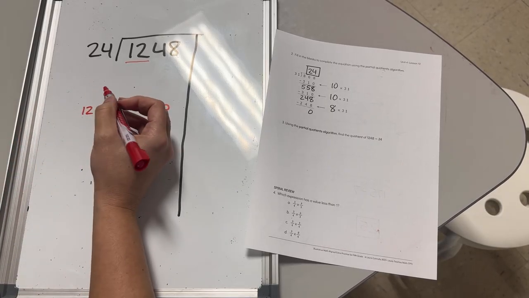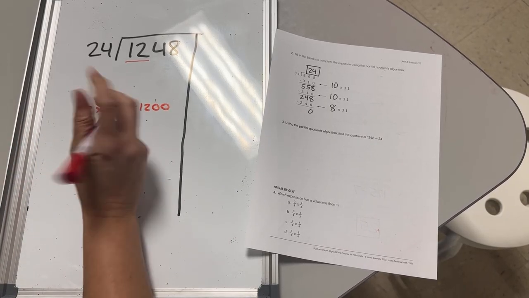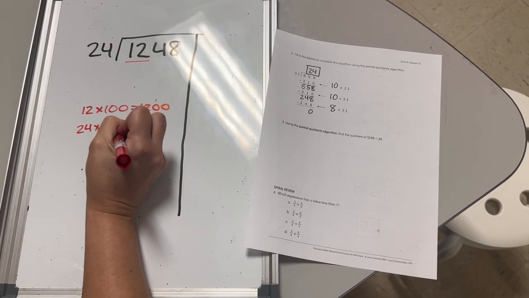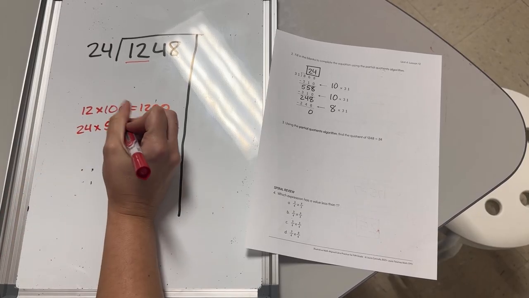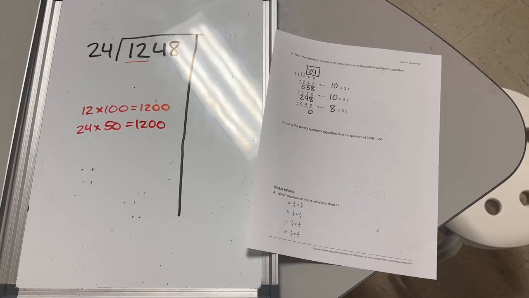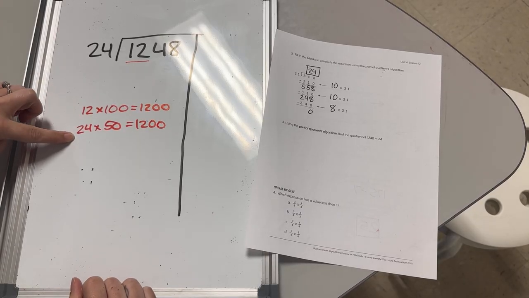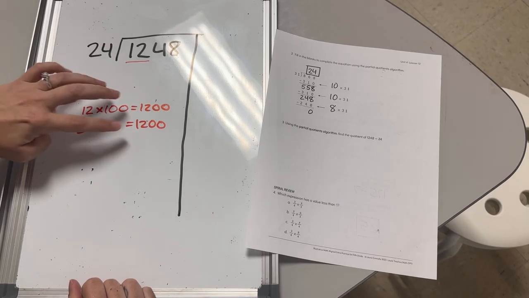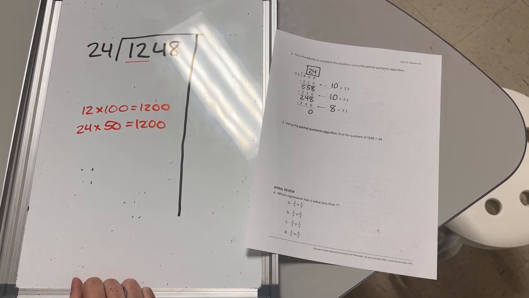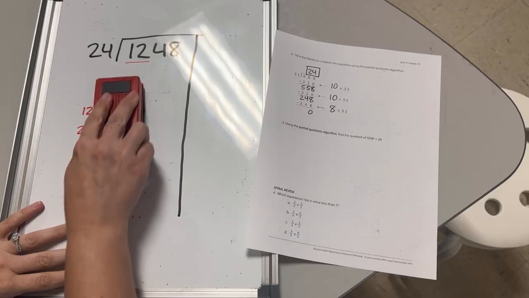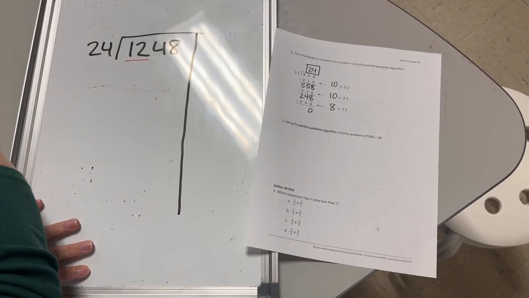Then I know that I could do 24, which is double 12, times 50, which is half of 100, and that is also going to give me 1,200. 24 times 50. So I doubled the 12 to get to 24. I halved the 100 to get to 50, so that both of my equations would be the same. So that means I'm going to take away 50 groups of 24 here. So I'll go ahead and write that off to the side.